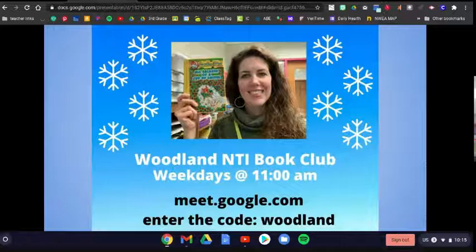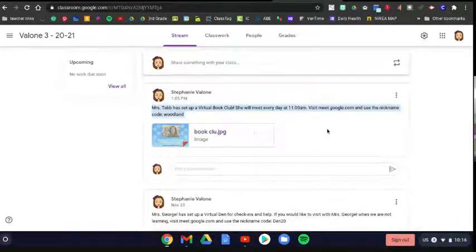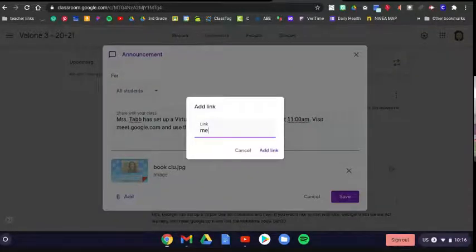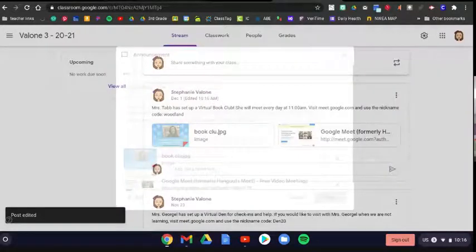At 11 o'clock, if you are complete with all of your work, if you go to Google Meet and type in the keyword Woodland, Miss Tab has a fancy book club. She's going to be reading a Geronimo Stilton book to you. So if you are free at 11 o'clock, you may go and see Miss Tab. This information with her link is also here on the stream, where it says Miss Tab has set up a virtual book club. Visit meet.google.com and use the nickname Woodland. I'm going to add the link in there.